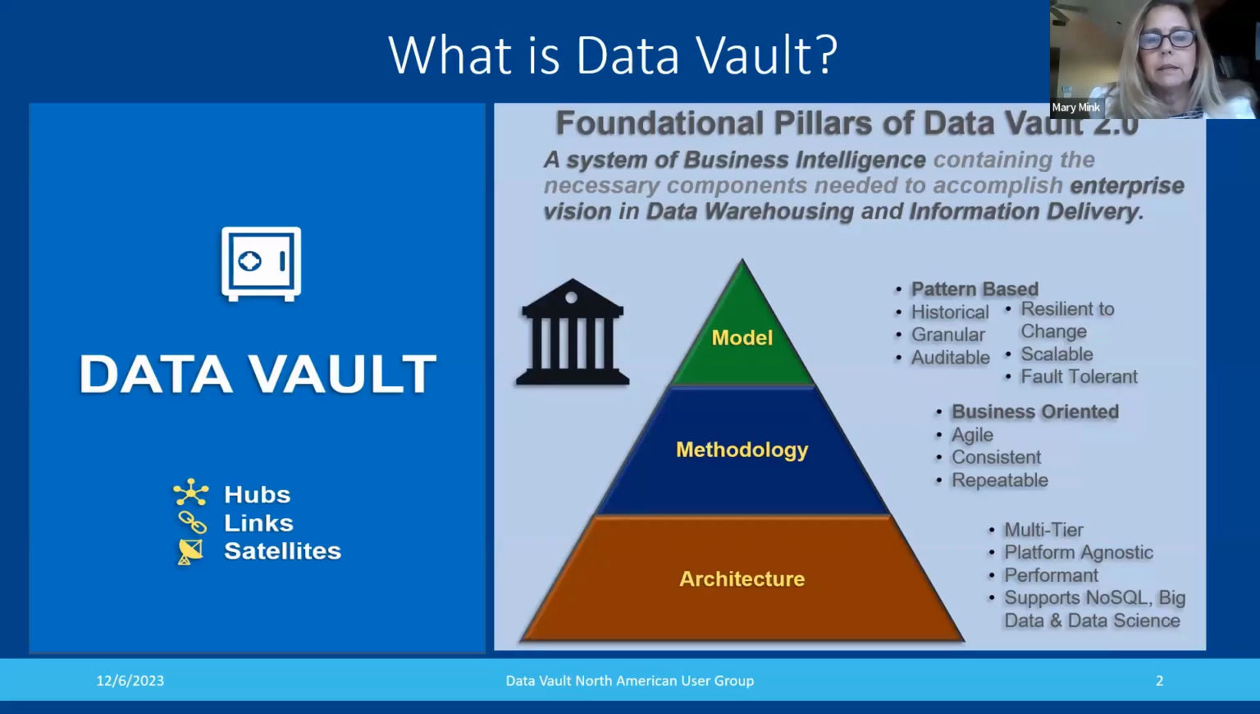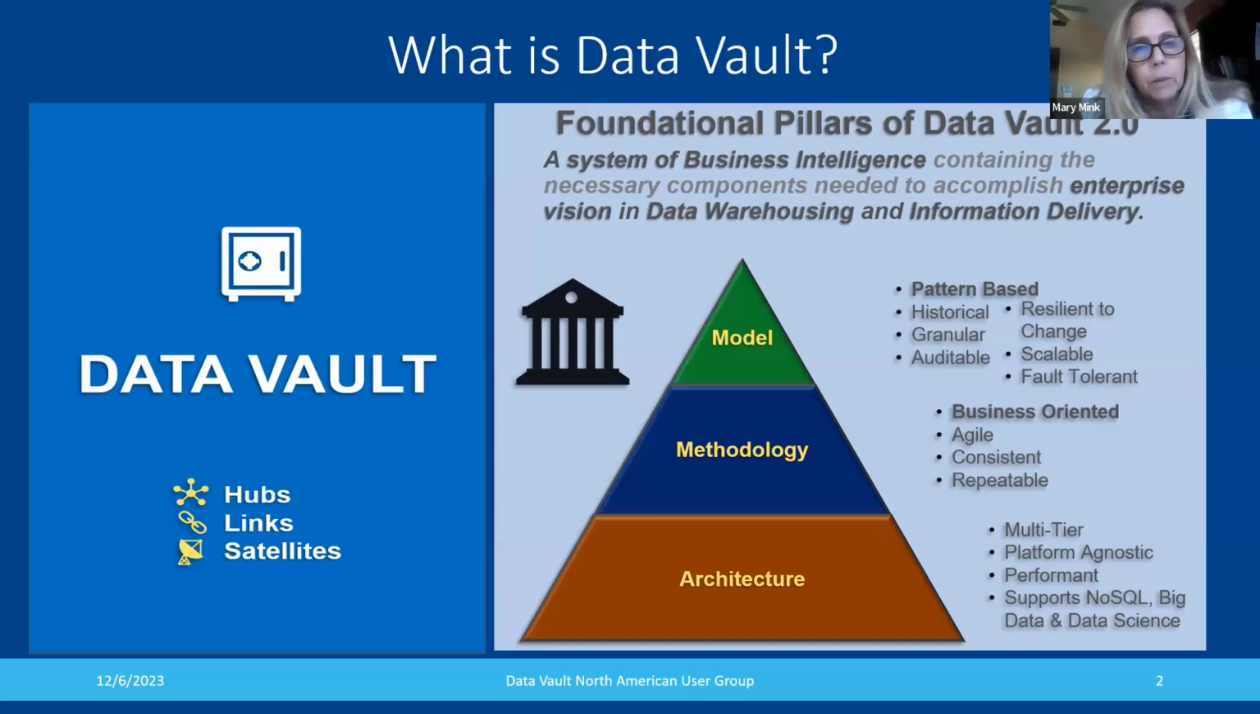Second is the methodology that we follow. We follow an agile methodology, and Data Vault allows us to do this. And key is it's business oriented. We start with the business. We don't start with the data. We start with the business, then we marry their needs with the data so that we make sure that we don't build data swamps. We build things that fulfill their needs. It's consistent and it's repeatable.